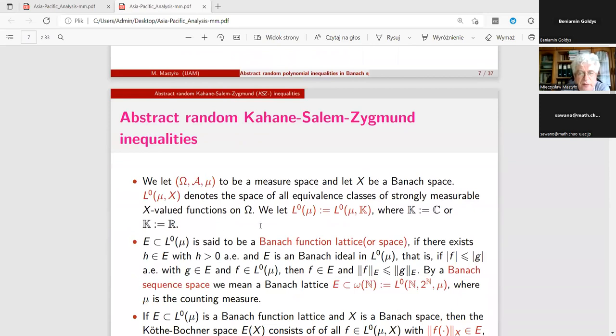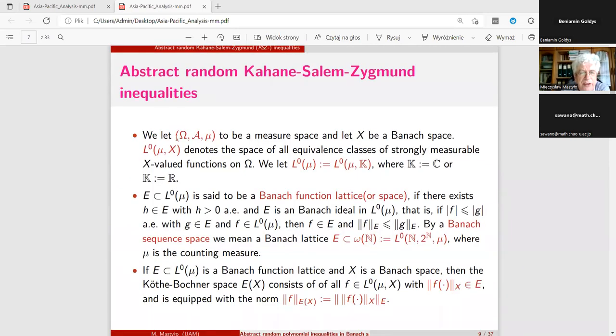So maybe quickly, I'm sure people know, but okay, some quick notions. We have a measure space. We have a space of strongly measurable functions taking values in a Banach space. Whenever X is a scalar field, complex or real, simply this space of all measurable equivalence classes will be denoted by L_0. We have a Banach function lattice. Quite often people say Banach function space. This is a subspace of L_0 which has the ideal property. If you have two functions, the modulus of f less or equal to the modulus of g, and we know that g belongs to E, then f, a measurable function, also belongs to E, and the norm of f in E is less or equal than the norm of g.